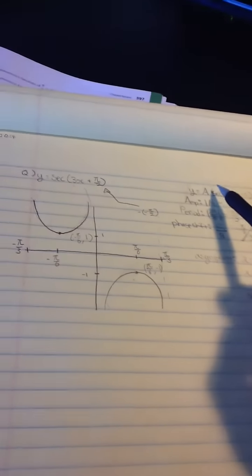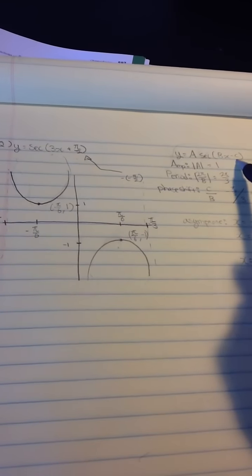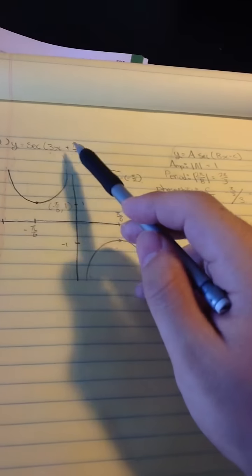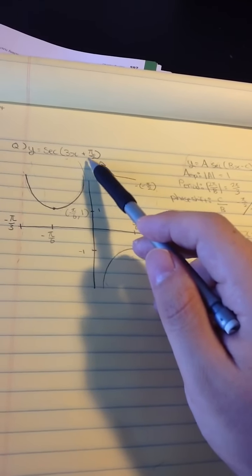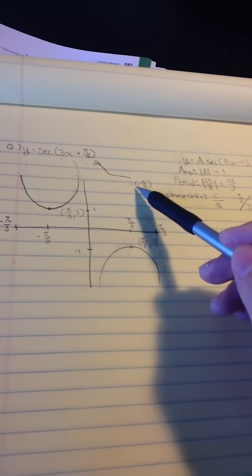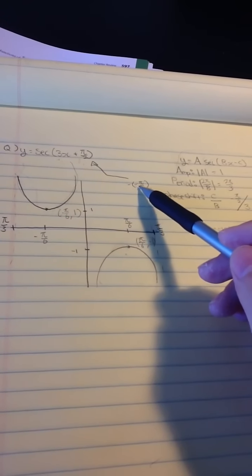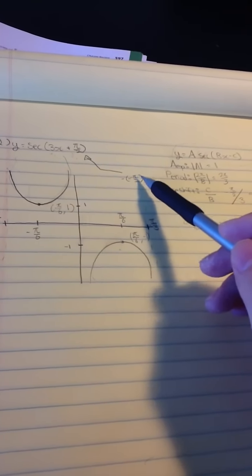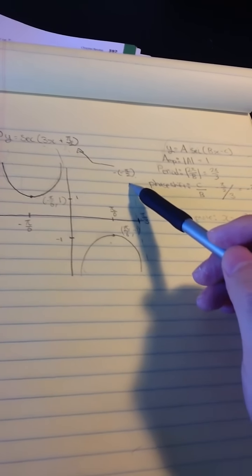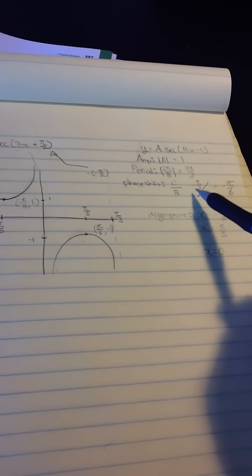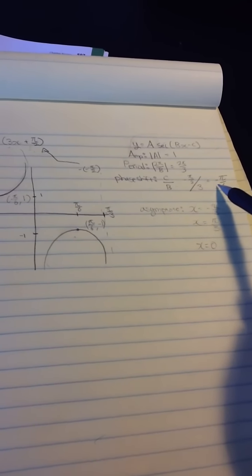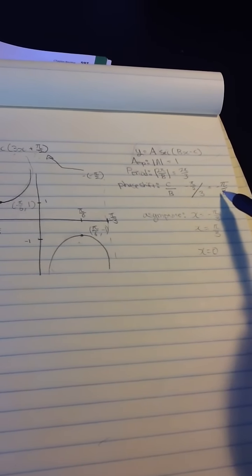But wait, the general formula actually has a minus c, but here we have a positive number, which means this is not just positive, it is actually minus 1 multiplied by negative pi over 2. So for c, we have negative pi over 2, and for b, we have 3. So the phase shift is negative pi over 6.